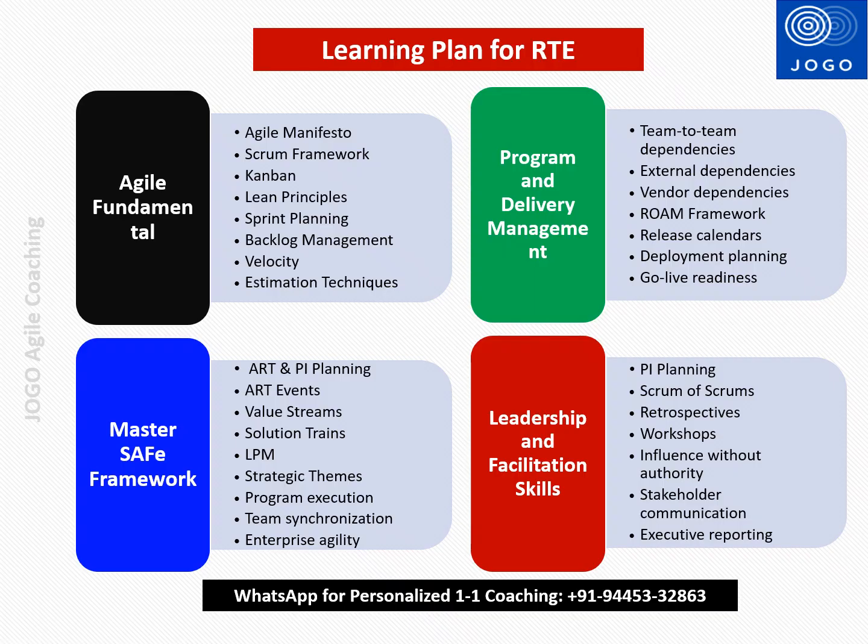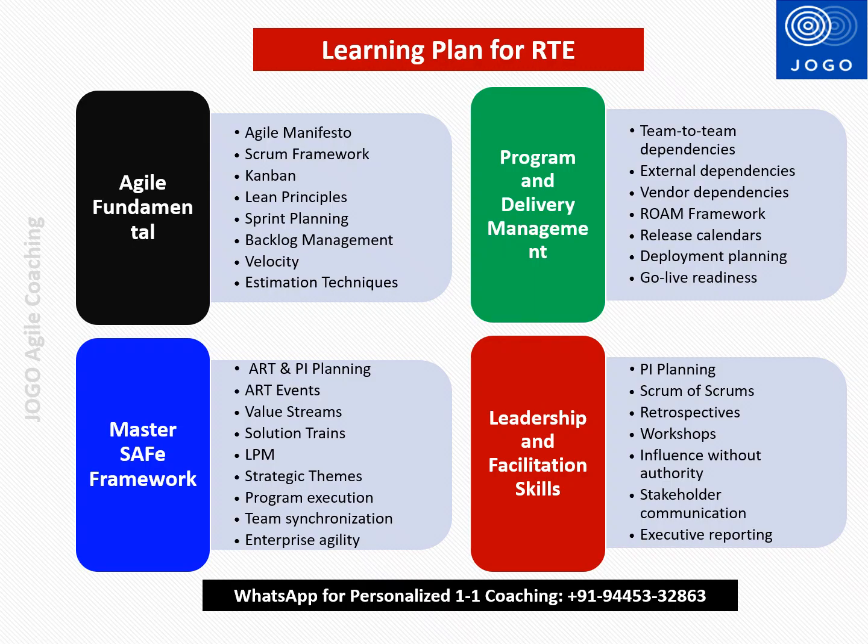The second thing is mastering the SAFe framework. You should know agile release train, PI planning, ART events, value streams, solution trains, lean portfolio management, strategic themes, program execution, team synchronization, and enterprise agility. You should learn all these concepts and master the SAFe framework, and you should know how to apply all these learnings, starting from ART and PI planning to enterprise agility. So you should have theoretical as well as some practical application knowledge to become an RTE. This is the second set of learning.